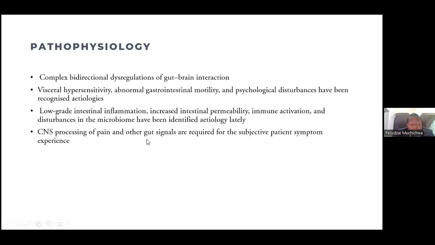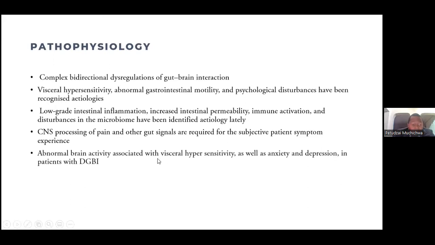The central nervous system processing of the pain and other gut signals are required for the subjective patient symptom experience. There's abnormal brain activity associated with visceral hypersensitivity, as well as anxiety and depression in the patients with these disorders of gut-brain interactions.